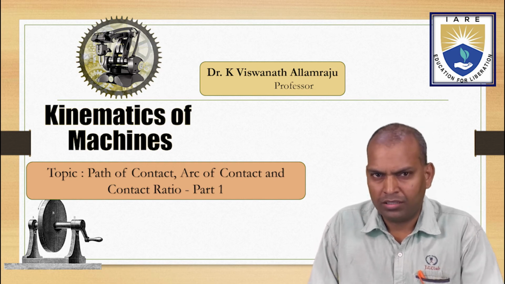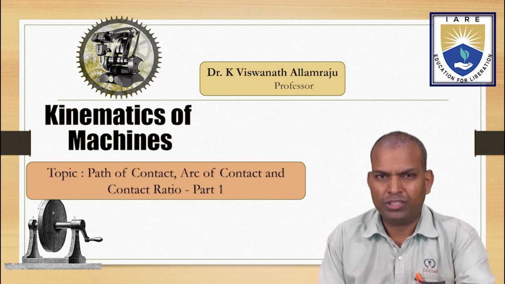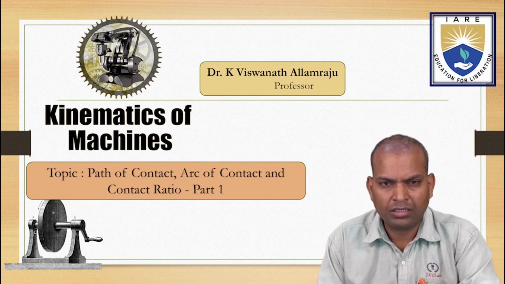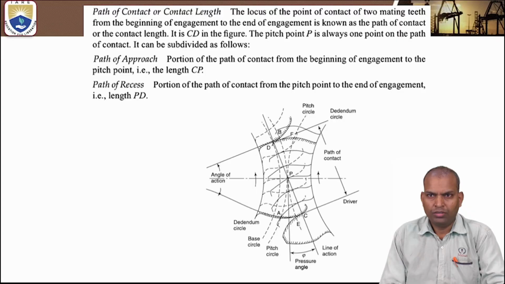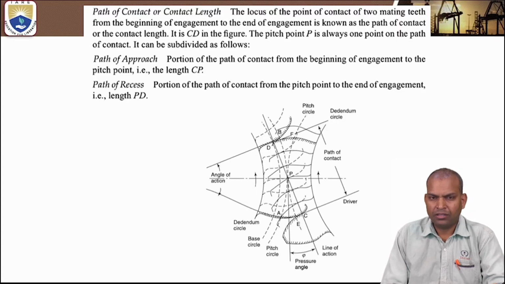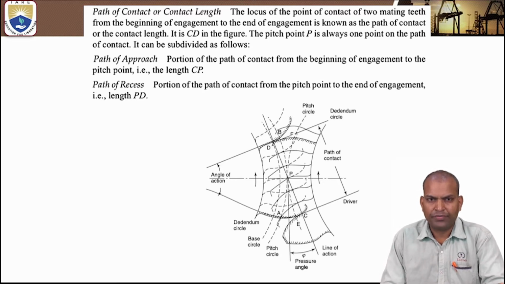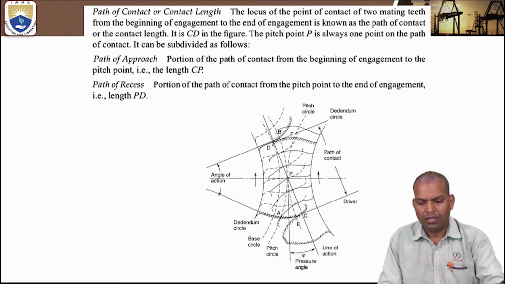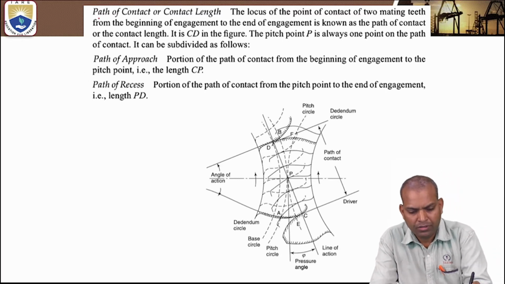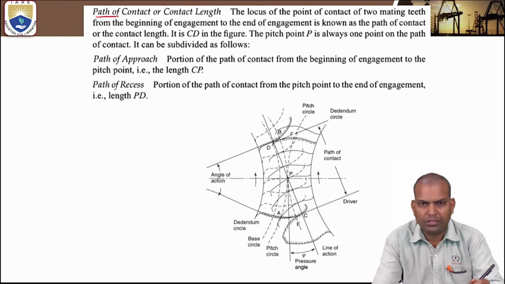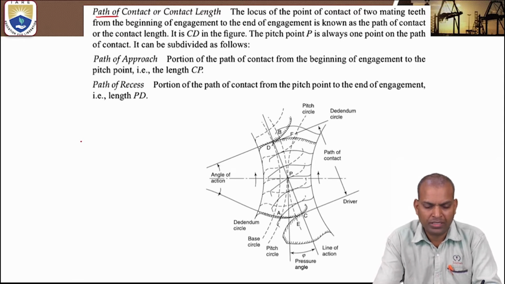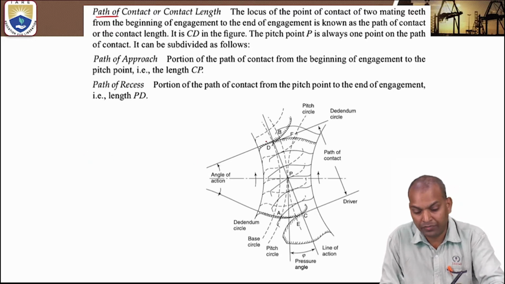Today we are going to study in this session what is path of contact, arc of contact and contact ratio. So path of contact is the length of line of action where engagement and disengagement of teeth takes place. It is the locus of the path of contact of two mating gears from the beginning of engagement to the end of engagement, known as contact length or path of contact.